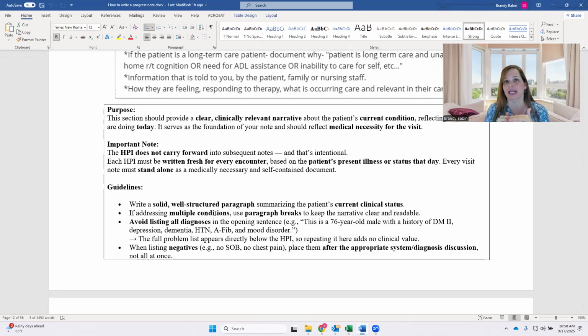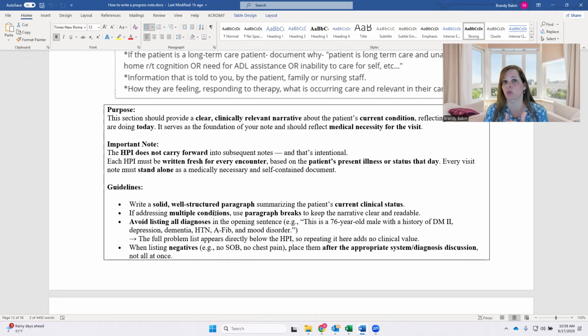Another thing you don't want is a list of negatives. So no shortness of breath, no nausea, no vomiting, no difficulty walking, no difficulty with and so on. What we want is negatives to follow positives. So if we're talking about a blood sugar log and the blood sugars aren't stable, you can say blood sugars are elevated or have been intermittently elevated, no signs or symptoms of hypo or hyperglycemia. And so you can list those out if you want. You don't have to.